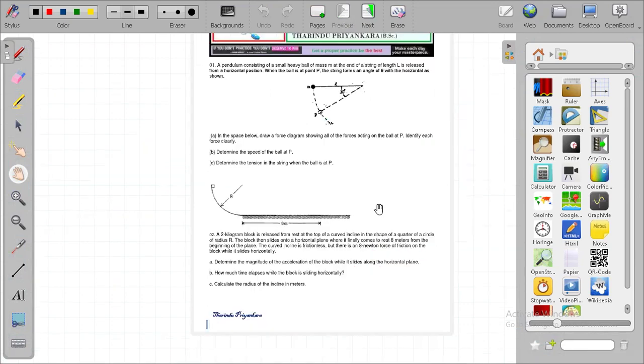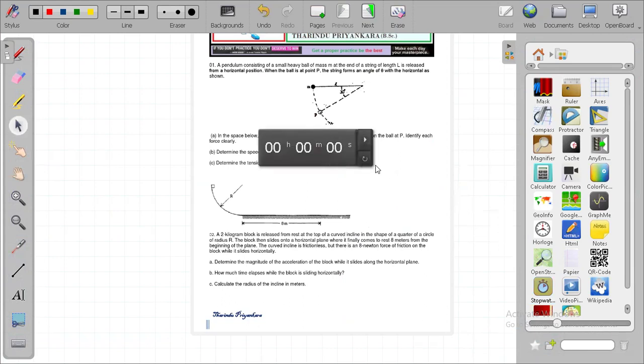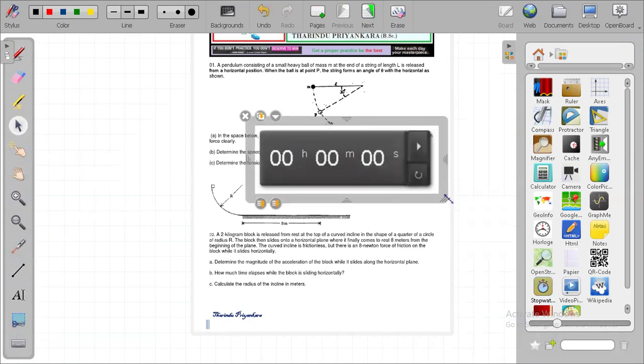Okay, lamai, let's do the first 2 questions here. I will give you maximum of 12 minutes for both questions. Right, let's start.